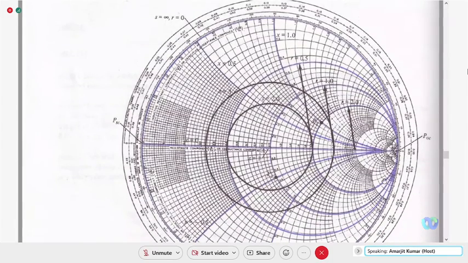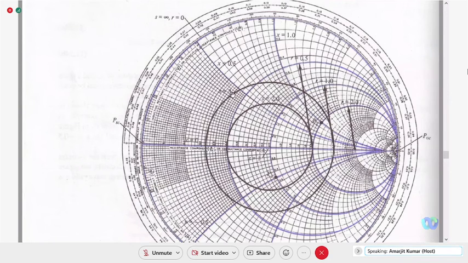Here, this is S is equal to 1, because when the line is matched, this point, if you remember, S will be equal to 1. So it is a point circle, S is equal to 1. S is equal to 2: are you seeing 2.0 written here? 1.2, 1.4, 1.6, 1.8, 2.0. So basically, this circle will intersect the gamma R axis at S is equal to 2.0.